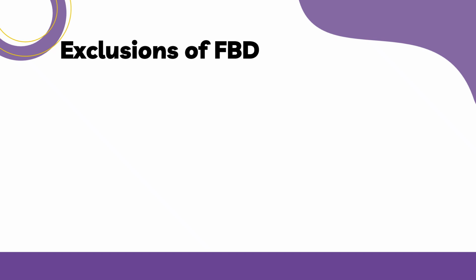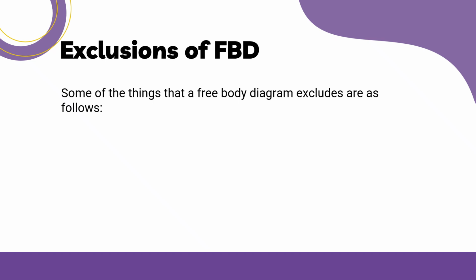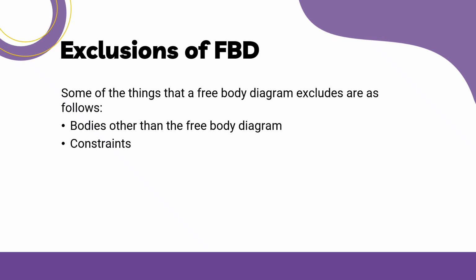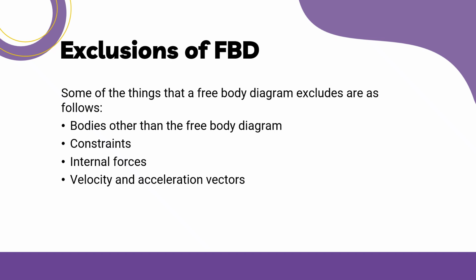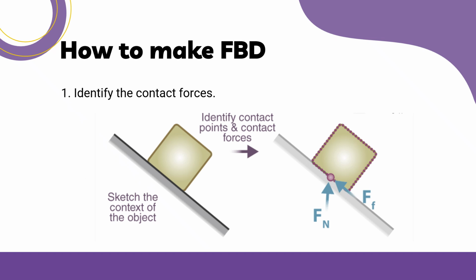Now, a given problem may have other factors to be considered, but there are some points we don't include in the free body diagram. These are bodies other than the free body, constraints, internal forces, and velocity and acceleration vectors. Now, how do we make free body diagrams?